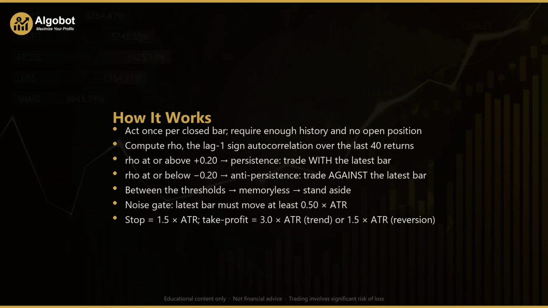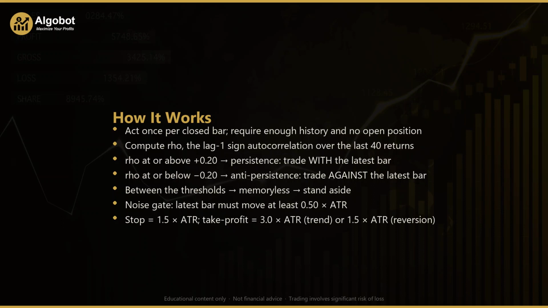Step 3 is the noise filter. Even in a valid regime, the strategy only acts if the most recent bar actually moved with conviction. It requires that bar's range to be at least half of the current average true range. A tiny, hesitant bar is ignored. Once all conditions align, the strategy enters. In a persistence regime, it buys after an up bar or sells after a down bar. In an anti-persistence regime, it does the opposite, selling after an up bar or buying after a down bar.